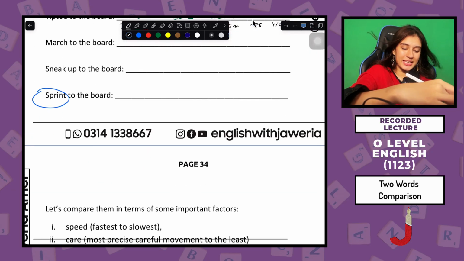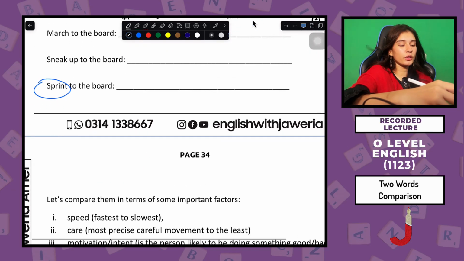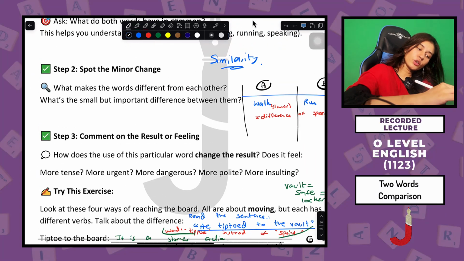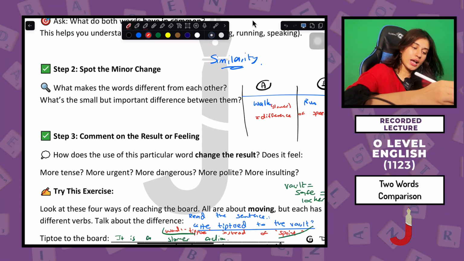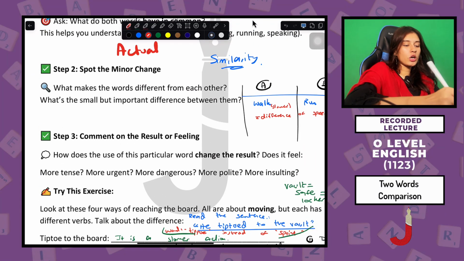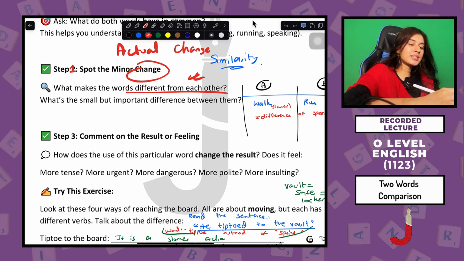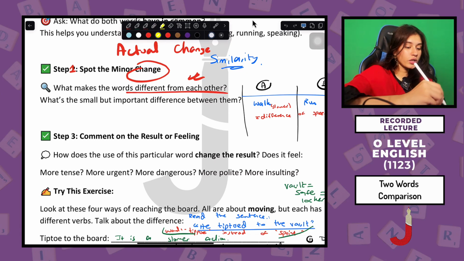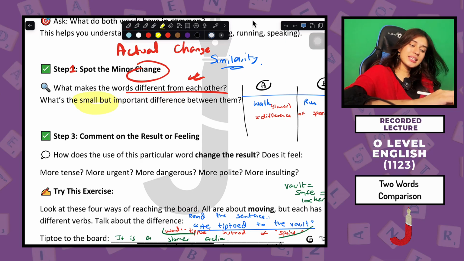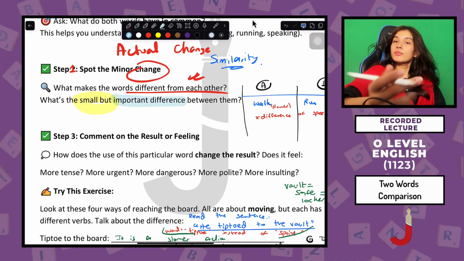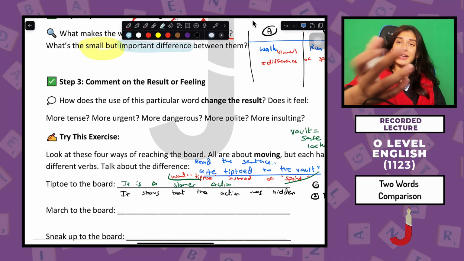I hope that makes some sense to you. But basically, how will you write your answer? The first thing you'll do in your actual answer is, first you'll talk about the change in the two words. What makes the two words different from each other? What is the difference between them? Although your difference may be small, it is going to be important. So, what is that small but important difference? First we saw that there was a difference of speed.